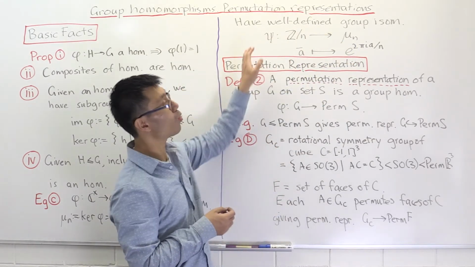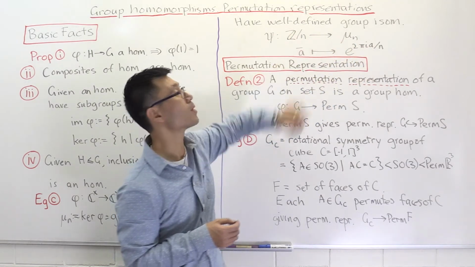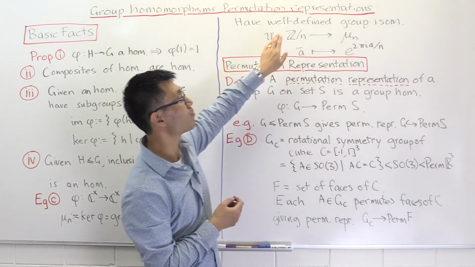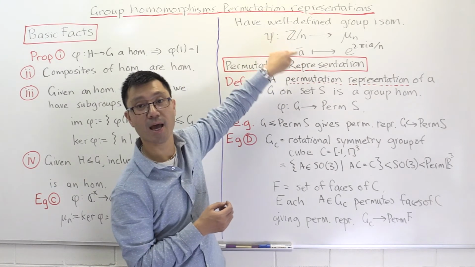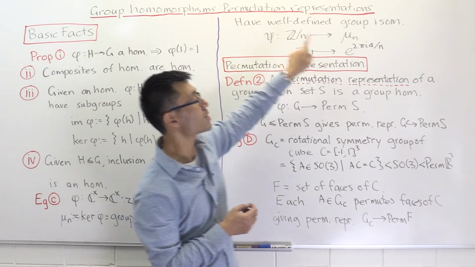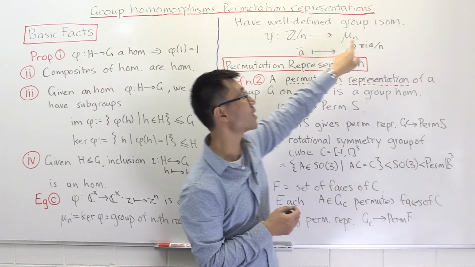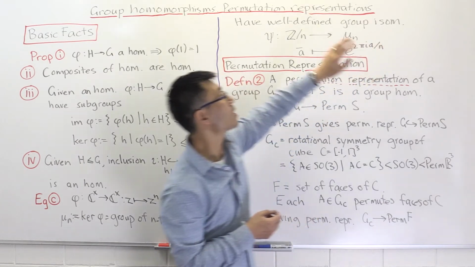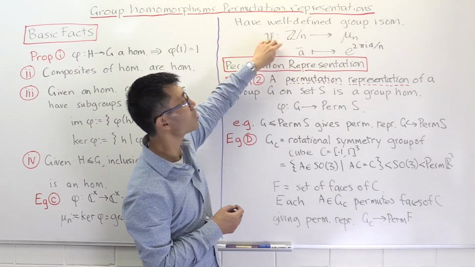Okay, and there's a natural isomorphism between these two. So I claim there's a well-defined group isomorphism as follows. Given a residue class a bar, we can send this to this nth root of unity, e to the 2πi a over n. So why do I have to check that it's well defined?